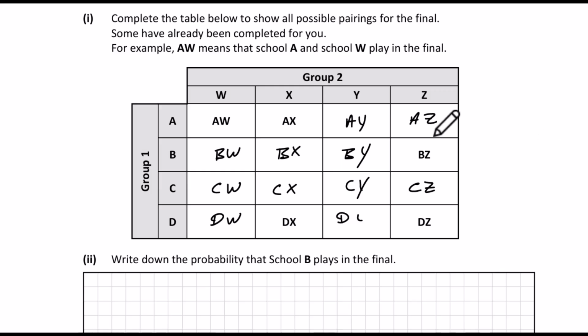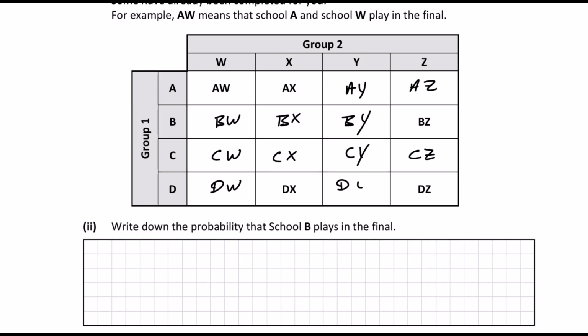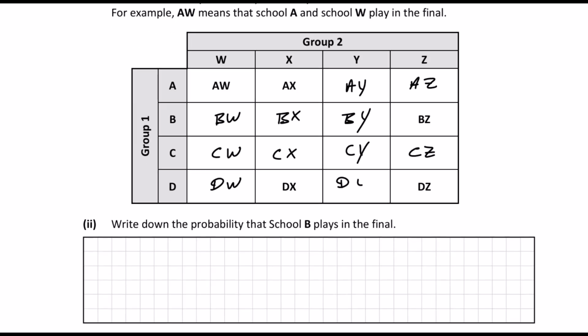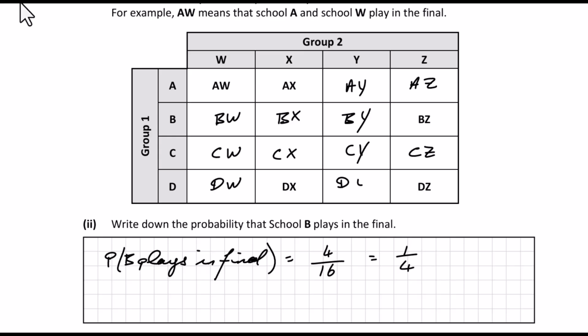So I've done this already. I've just completed the table. So this one here would be A, Y. This one here would be A, Z, and so on. It's easy enough. Okay, write down the probability that school B plays in the final. So the probability that B plays in the final is equal to, well, there are 16 outcomes in total, so you put 16 down here. And then B in the final, well, you've got 4 B's, you've got these 4 here. So it's 4 out of 16, which is just 1 over 4.